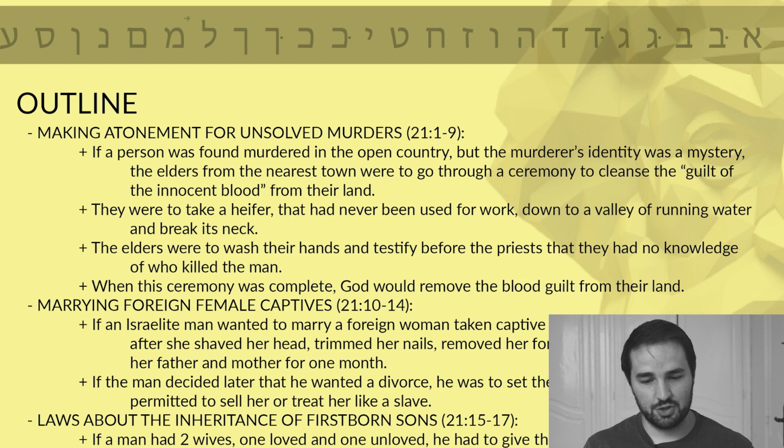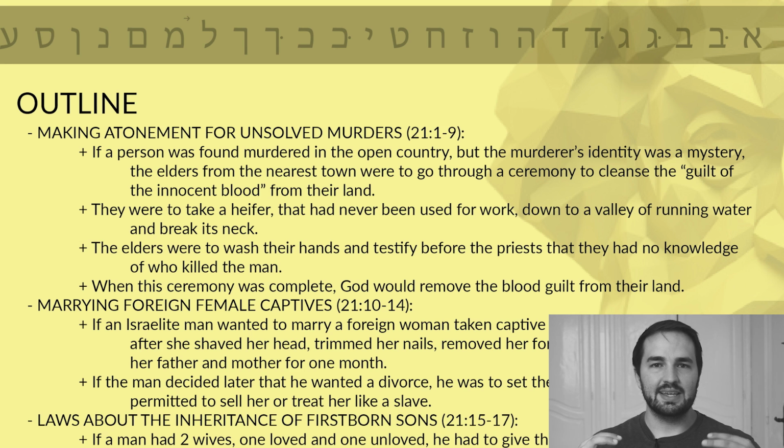The first section, verses 1 through 9, making atonement for unsolved murders. So if a person was found to be murdered in the open country, but the murderer's identity was a mystery, then the elders from the nearest town were to go through a ceremony that was prescribed by God to cleanse the guilt of innocent blood from the land.